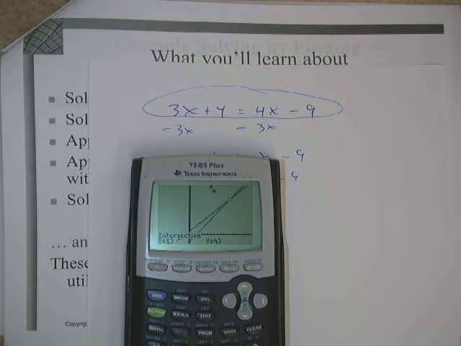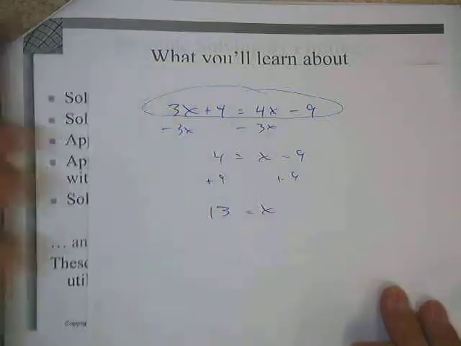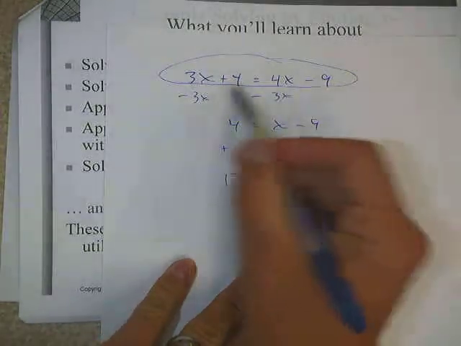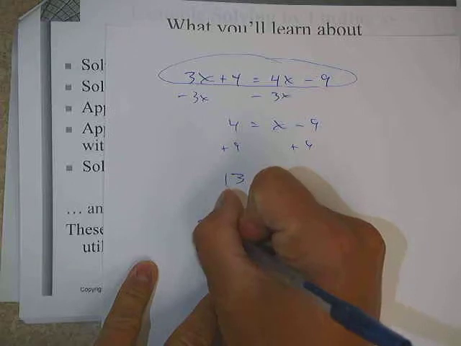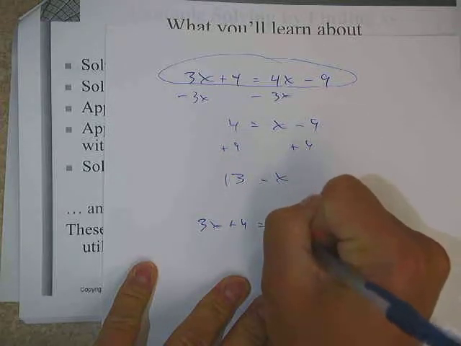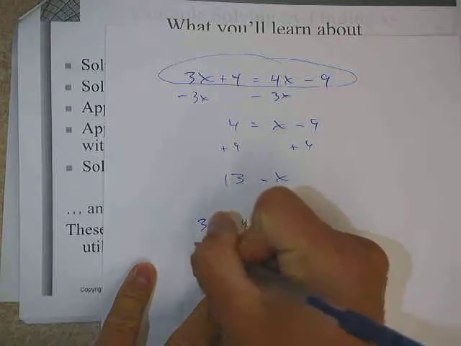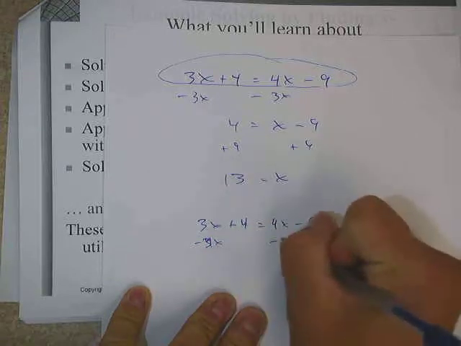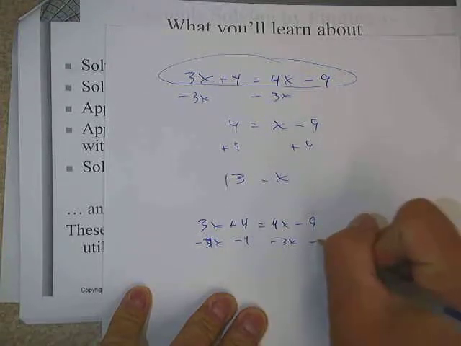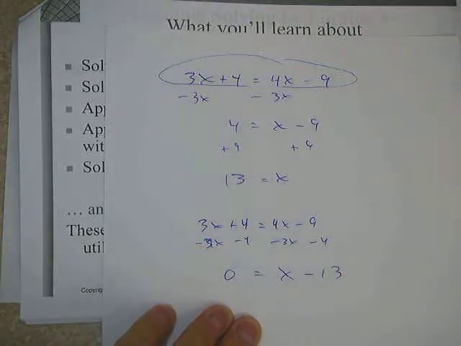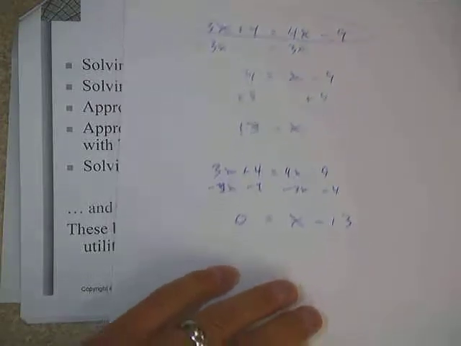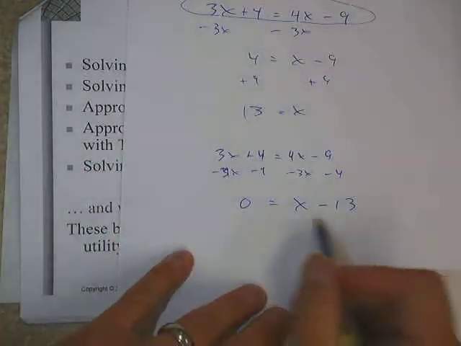All right. One other way that we could have solved that sentence with the graphing calculator is we could have put everything on the same side. So let me do that. If we did 3x plus 4 equals 4x minus 9, and we said minus 3x and minus 3x and minus 4 minus 4. We would have had x minus 13 over here.